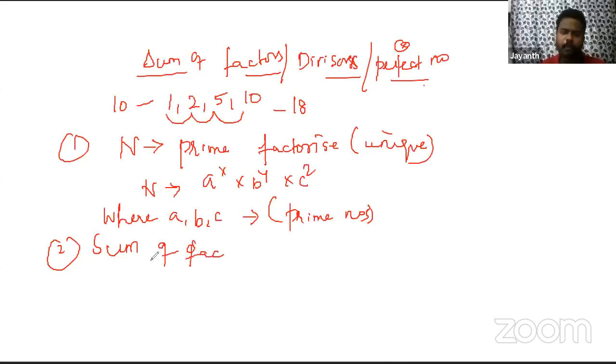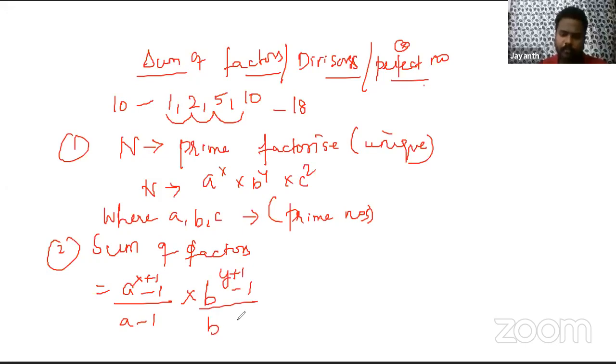The sum of factors formula is given by a power x plus 1 minus 1 divided by a minus 1, into b power y plus 1 minus 1 divided by b minus 1, into c power z plus 1 minus 1 divided by c minus 1. Please note down this formula, guys, because I want to erase this and explain. I'll explain why the formula is like that later.